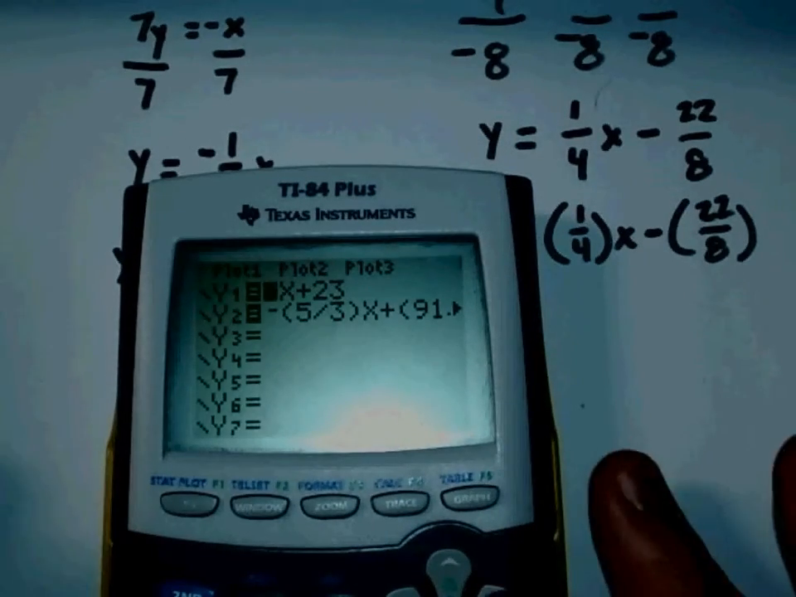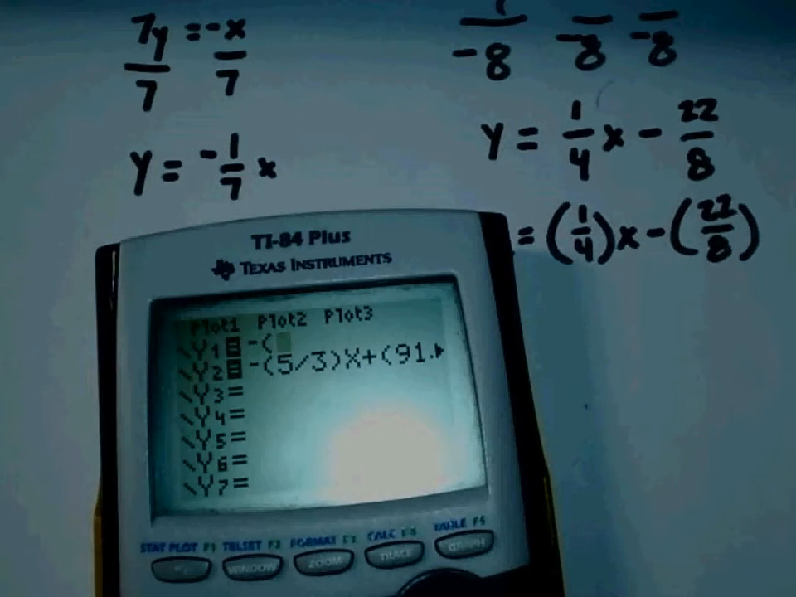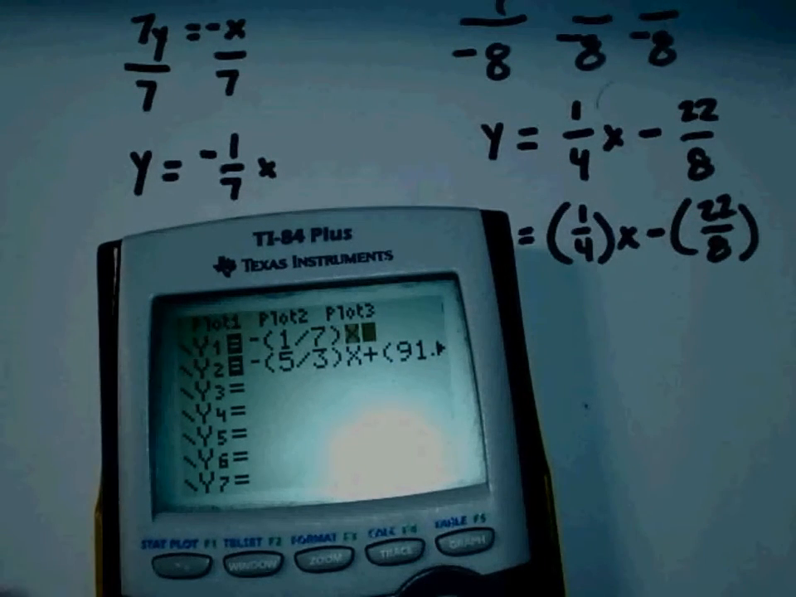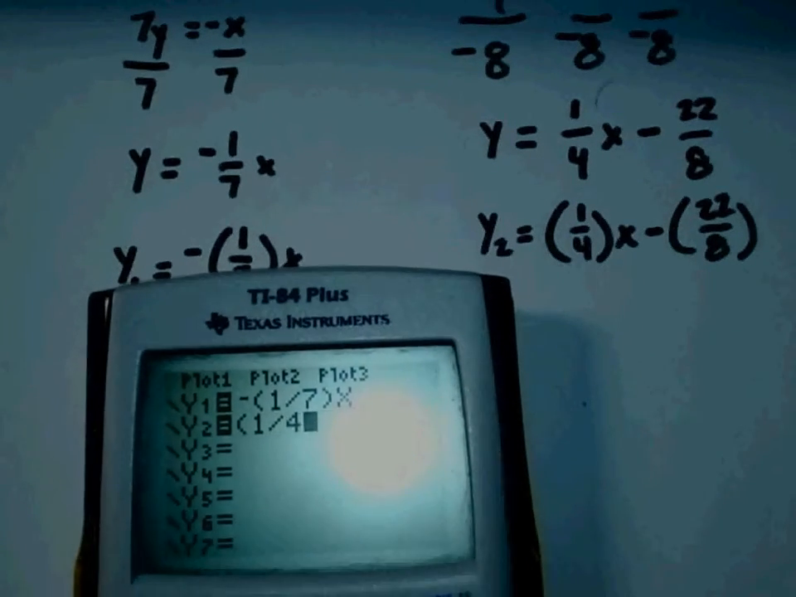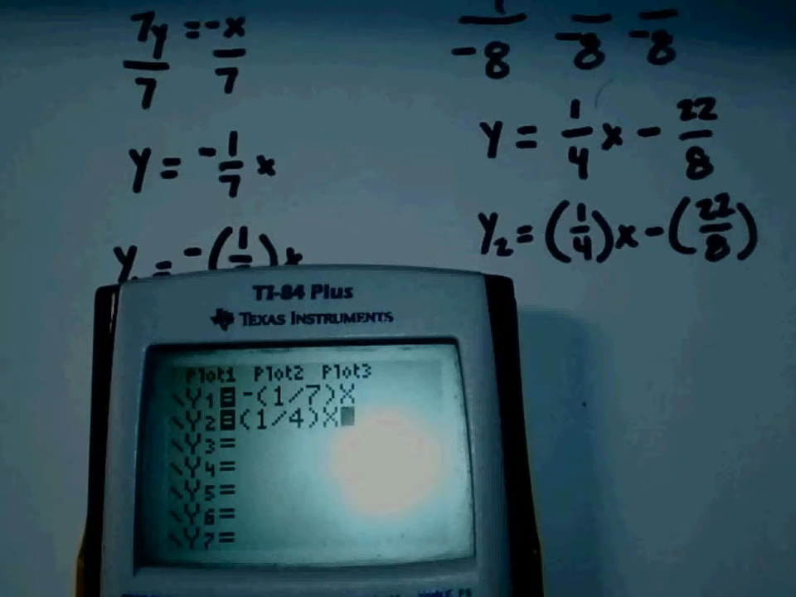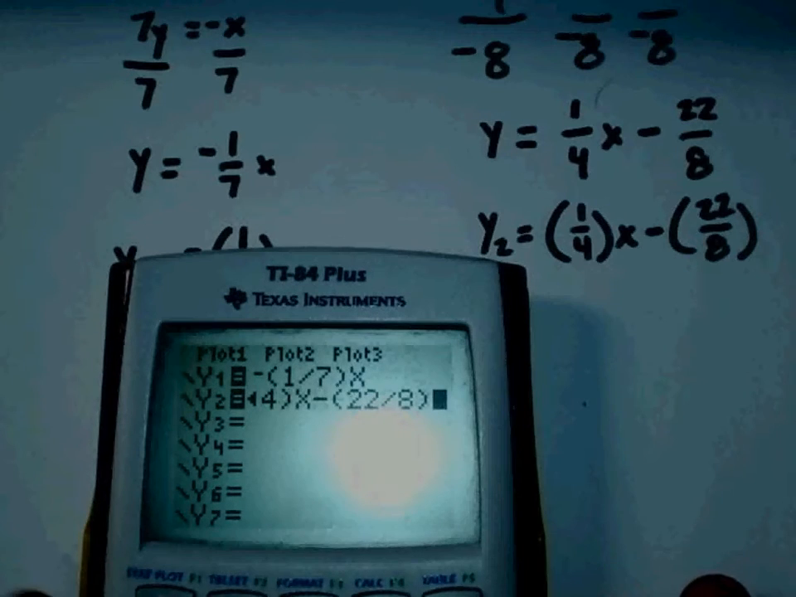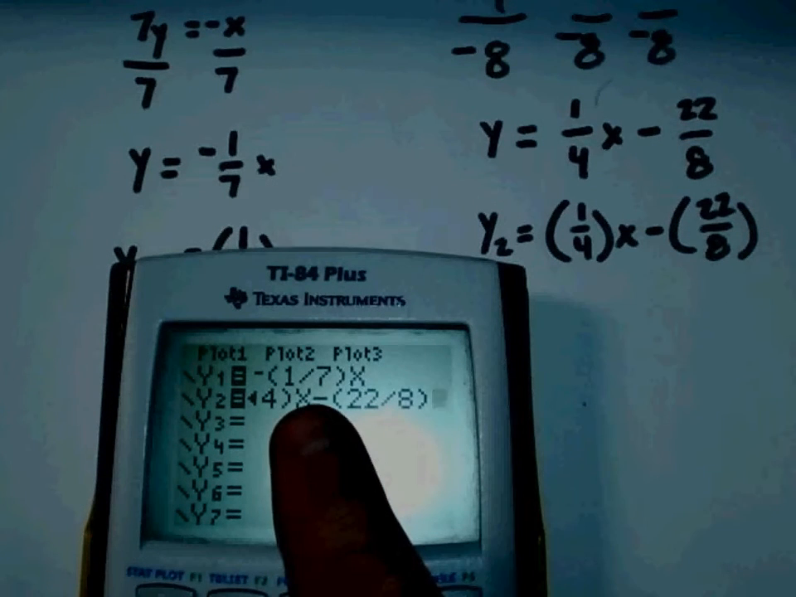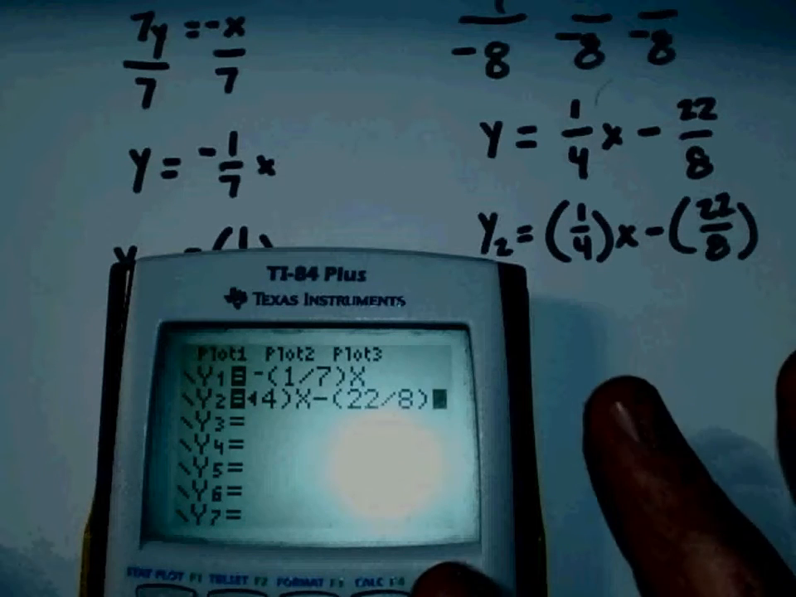Alright, so let's go to our y equals. We're going to enter these in. The first one is going to be negative, open parentheses, 1 divided by 7, close parentheses, x. Our next one's going to be open parentheses 1 divided by 4 close parentheses x minus open parentheses 22 divided by 8 close parentheses. Make sure you don't put negative right here. Make sure you put minus. Negative will change the world of that whole problem.